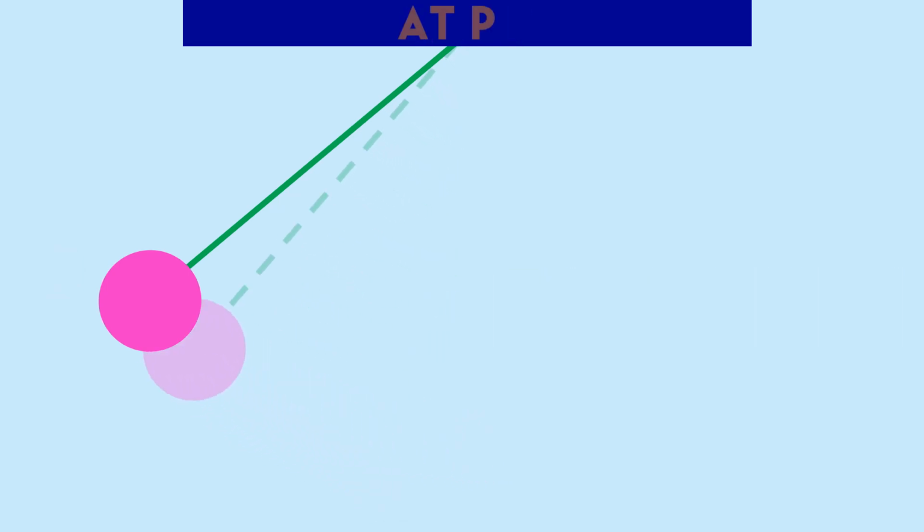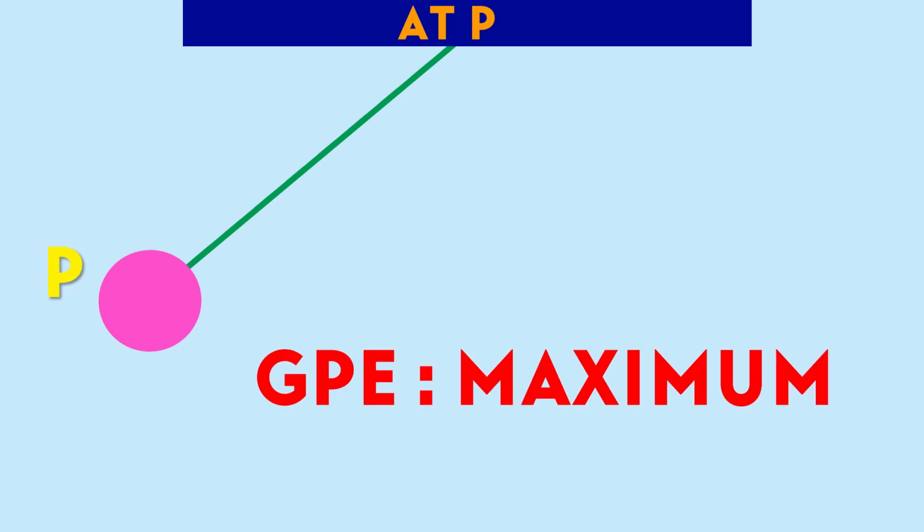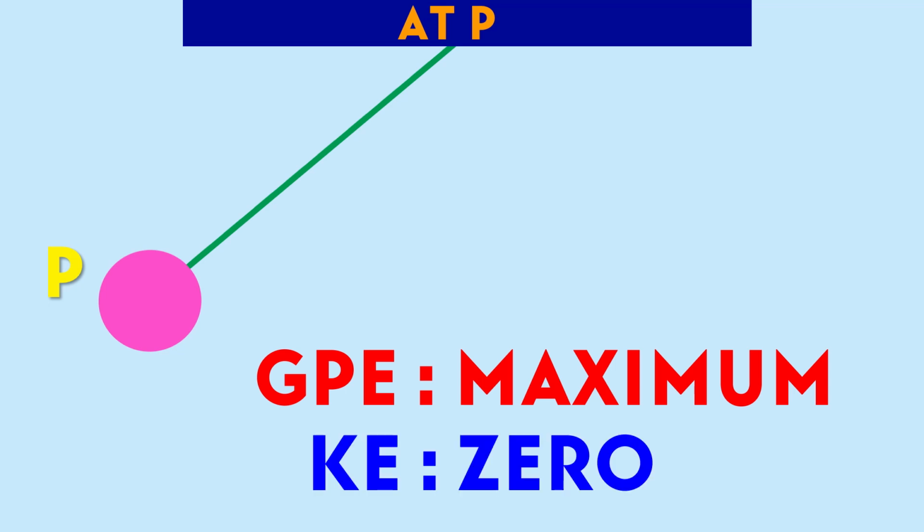It is now back at position P. The gravitational potential energy is maximum because the bob is at the maximum height again. The kinetic energy is zero because the bob is stationary.